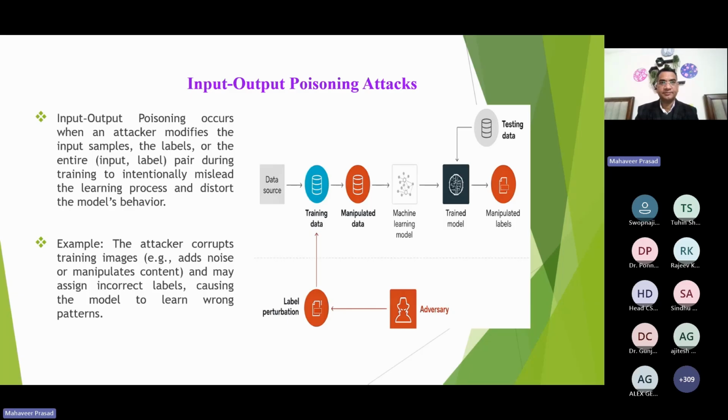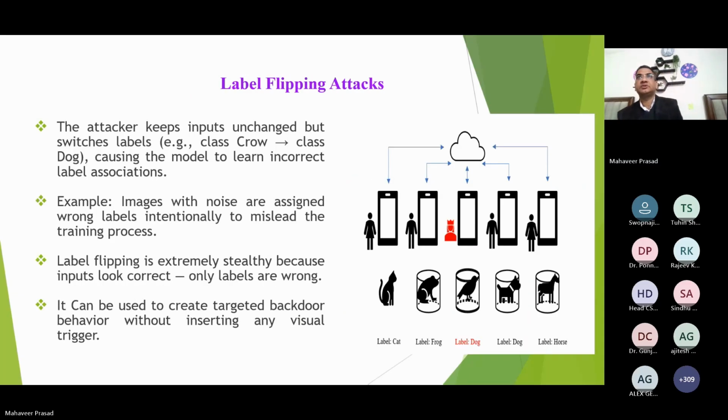Going to the next attack, label flipping attack. You can see on the right side again, this is also a very important attack. You can see here, this is not a dog. Maybe it's a crow or sparrow, but it's not a dog. So the label flipping attack is also a very important attack, and it is very difficult to detect these kinds of attacks.